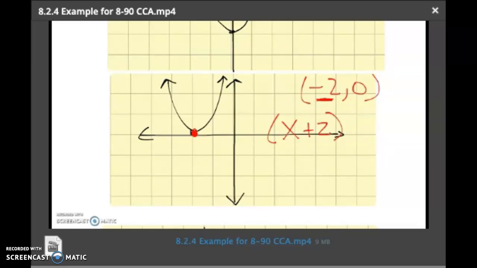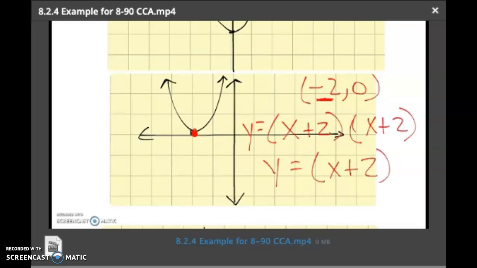But if that's my only root, then this must be a perfect square trinomial, and I must have two of those same factors. So I can write that like that, or I could rewrite it like this. And so that's my area as a product. If I went through and did my generic rectangle, I'd get my area as a sum. Okay, so when we are seeing a parabola that touches our x-axis once, that is just meaning that we have two copies of the same factor. So in this case, x plus 2 times x plus 2.